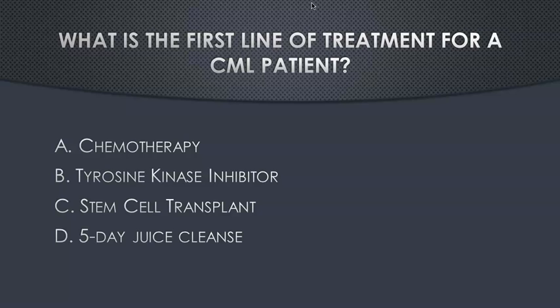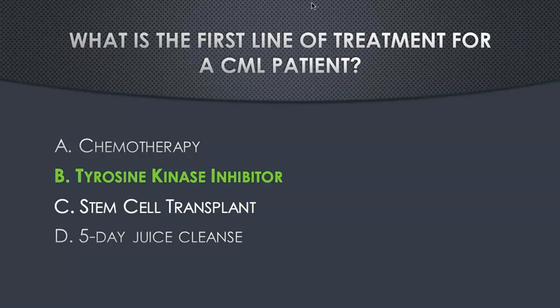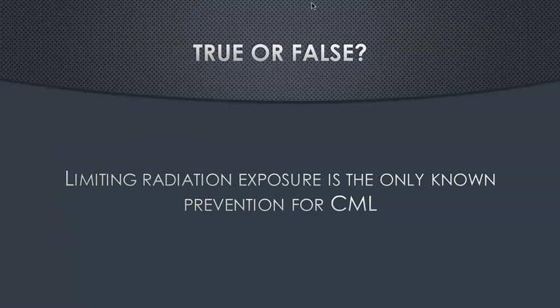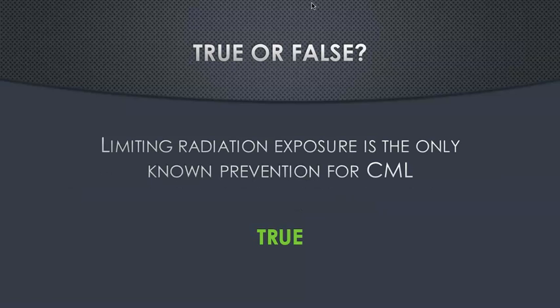What is the first line of treatment for a CML patient? Is it A, chemotherapy, B, tyrosine kinase inhibitor, C, stem cell transplant, or D, 5-day juice cleanse? It is B, the tyrosine kinase inhibitor. And true or false? Limiting radiation exposure is the only known prevention for CML. And that's going to be true.